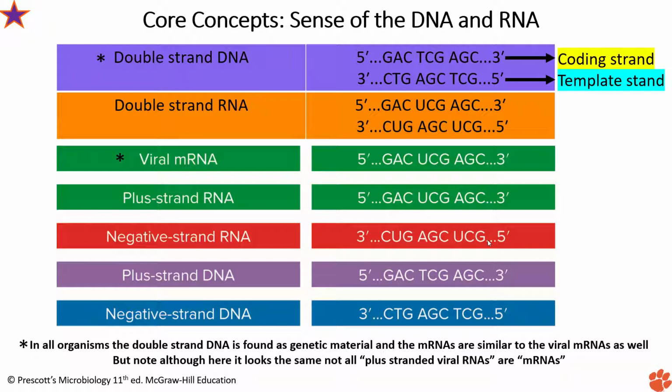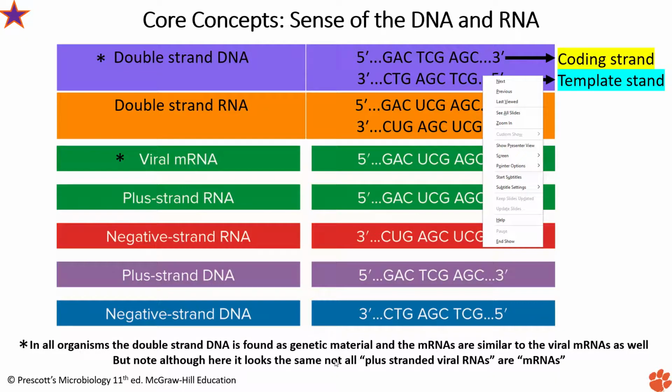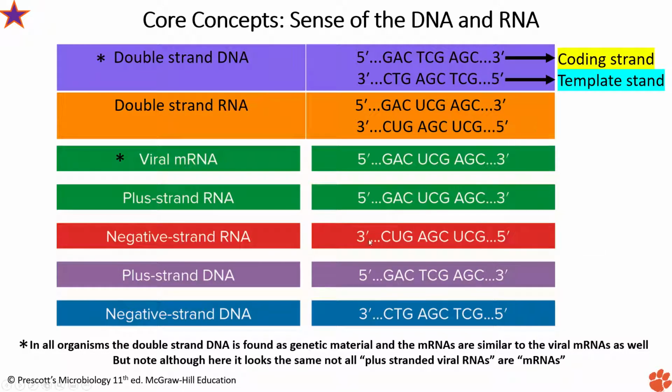Everybody good with that? It just uses that negative strand template to get the mRNA. You do not need any intermediate. So remember that for your negative strand, you do not need a template. The RNA-dependent RNA polymerase will just read this and make that mRNA.